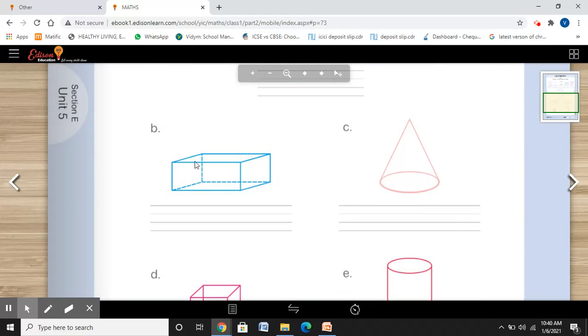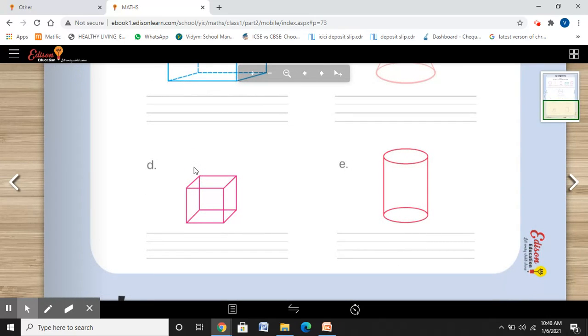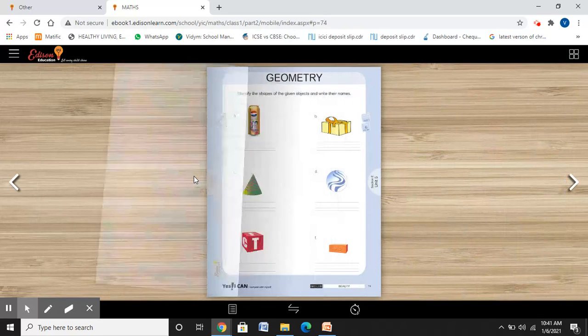B is cuboid. You can see this is a rectangle, so rectangles make a cuboid. Cuboid. Then cone. D is cube. And then last one, cylinder. Cylinder. After that, identify the shapes of the given objects and write their names.